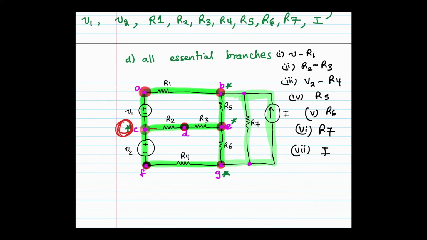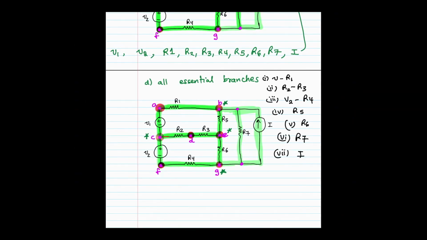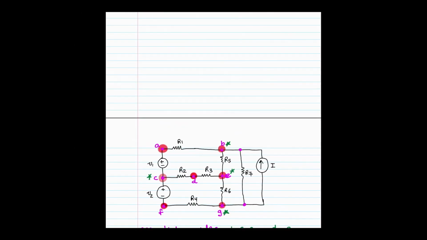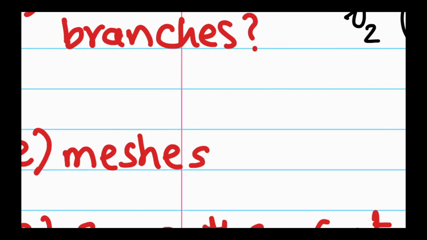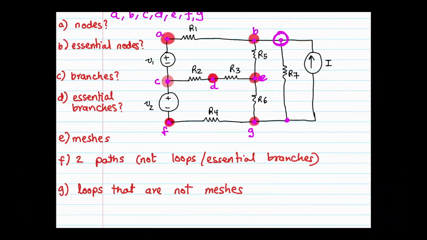Cool. So everybody understand the idea of an essential branch? It's simply a path between two essential nodes. That's all. Now, what's the next one that we are supposed to find? We are supposed to find all the meshes, right?